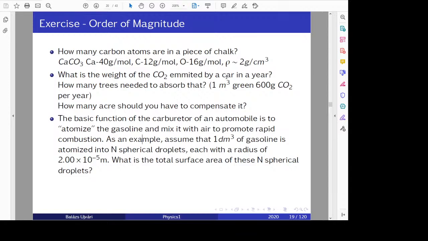This is also an exercise for the lab, and try to think about it before the Wednesday and Thursday group. How many carbon atoms are in a piece of chalk? And what is the weight of the CO2 emitted by a car? You can think about how you can estimate or precisely calculate the weight of the CO2 emitted by a car by using the gas consumption of the car, how many kilometers you pass a year, and so on and so on. Try to collect good numbers and we'll do the calculation.